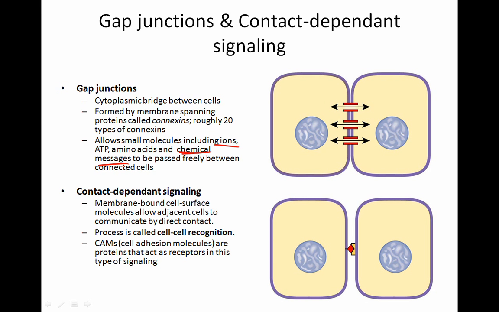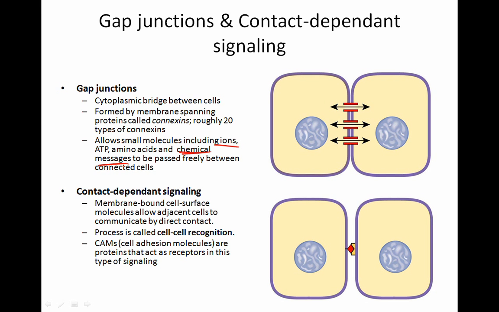Contact-dependent signaling, on the other hand, is a cell recognition mechanism. You'll find on one cell is a receptor. When those things come together, they're communicating. This one's telling the receptor, this cell, you need to behave in this fashion. These molecules are referred to as cell adhesion molecules, the CAMs. All right?